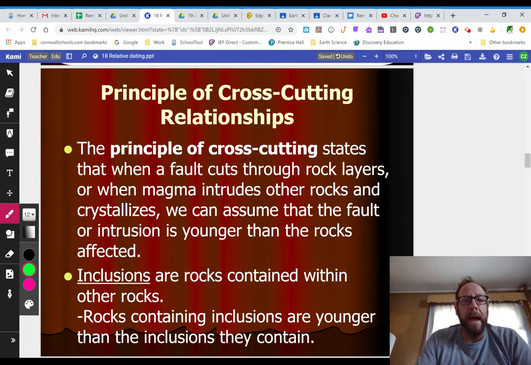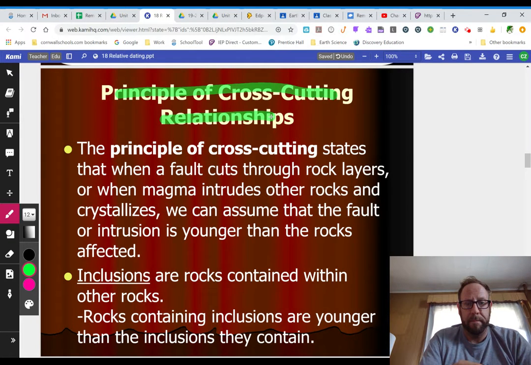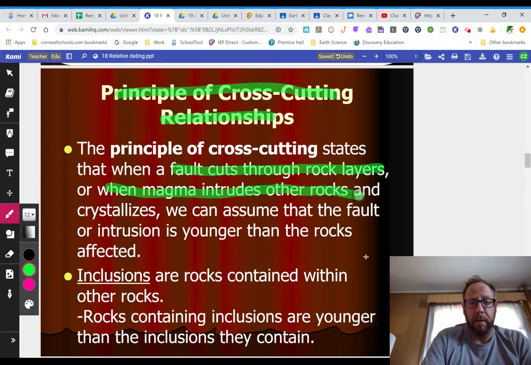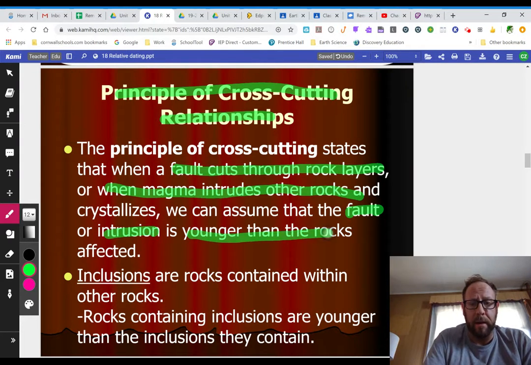So how do we disturb rocks? Well, the principle of cross-cutting relationships says that when a fault cuts through rock layers, or when magma intrudes through rock layers and then crystallizes or hardens, we must assume that the fault or the intrusion is younger than the rock layers it cuts through.